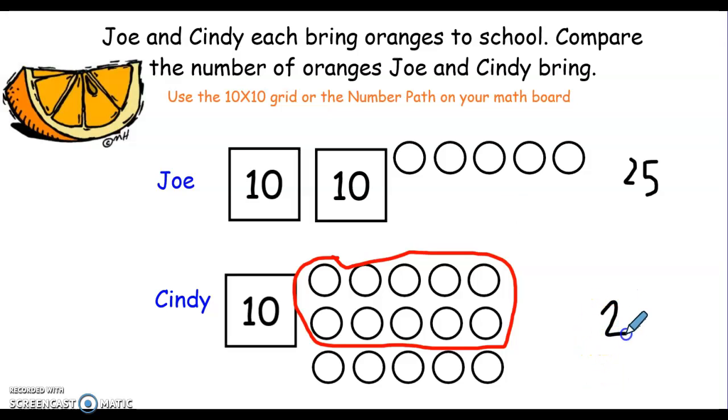So if we're going to compare these using that same language of greater than, less than, or equal to, would we say that Joe's amount of oranges is greater than Cindy's? Joe's amount of oranges is less than Cindy's? Or Joe's oranges are equal to Cindy's? Yep, you're right. It's equal because 25 is the same as 25.